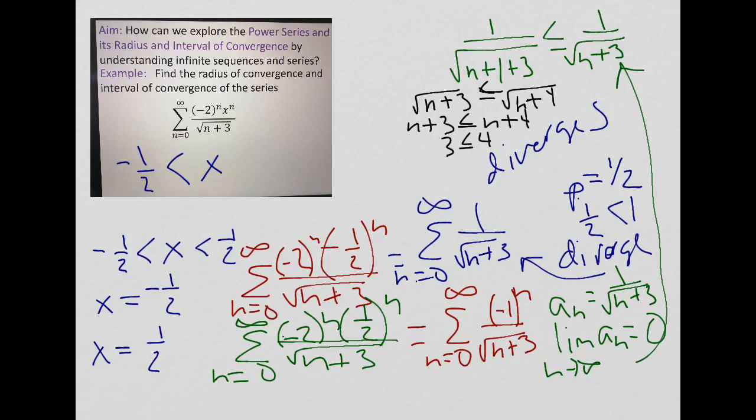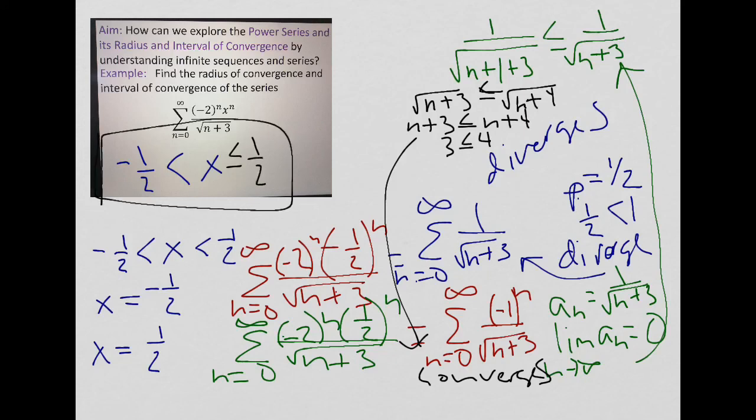So let's come back down. This converges. If that one converges, that's very interesting. That means that we can include the 1/2. So this is the interval of convergence. And we're done. Hopefully you had a good time going through that, finding the radius of convergence and interval of convergence.